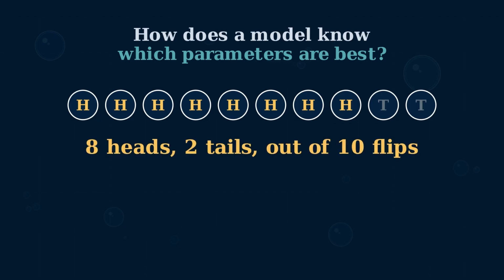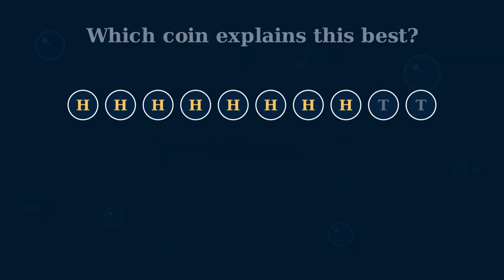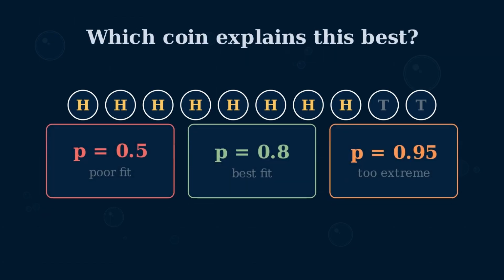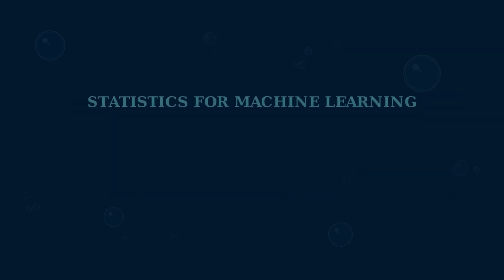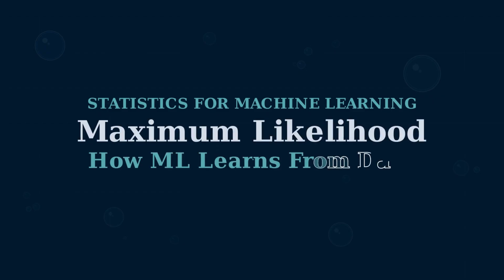Here are 3 candidate coins. One says fair, heads half the time. One says heads 80% of the time. One says heads is almost guaranteed. Which of these coins explains what we just saw? The 80% coin. It's not a guess, it's the coin whose story best matches the evidence.